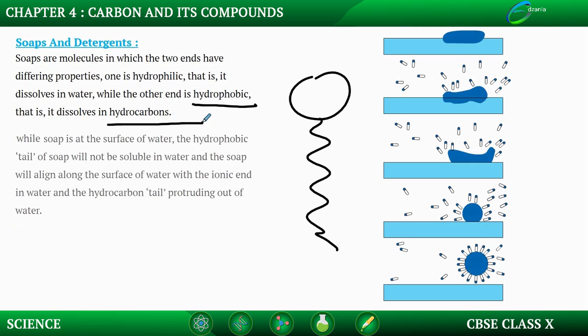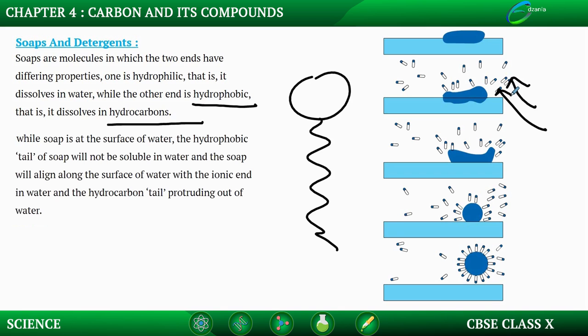While soap is at the surface of water, the hydrophobic tail of the soap will not be soluble in water, and the soap will align along the surface of water with the ionic end in the water and the hydrocarbon tail protruding out of water. So as seen in the diagram over here, the blue tip is the hydrophilic end and the white one is the hydrophobic end. Inside water, these molecules have a unique orientation that keeps the hydrocarbon portion out of the water.